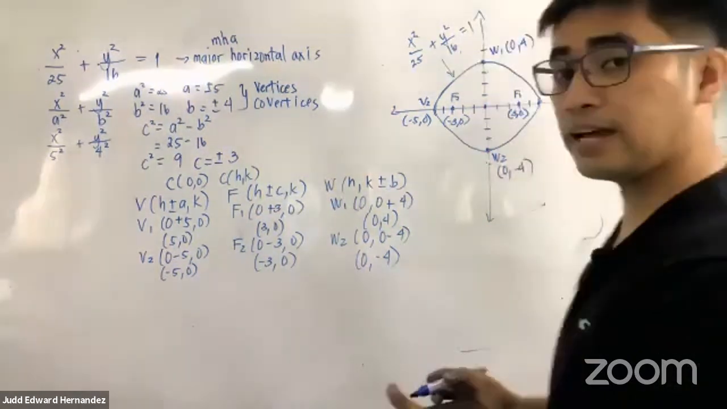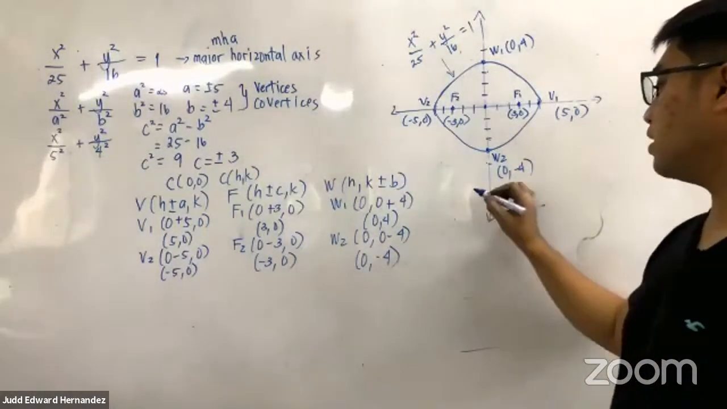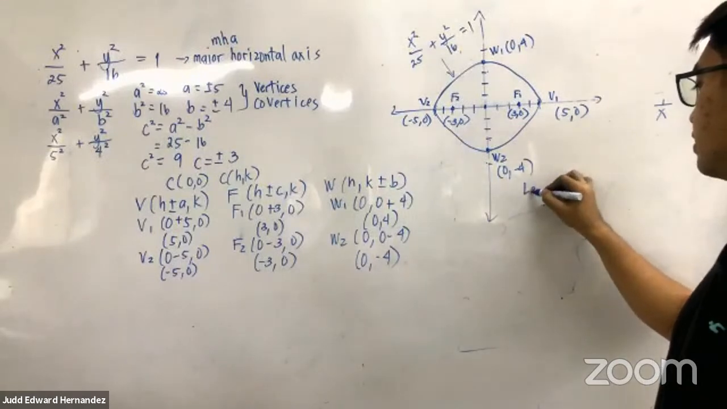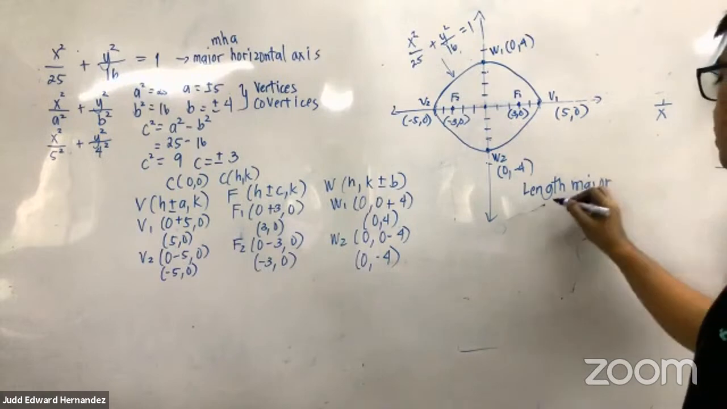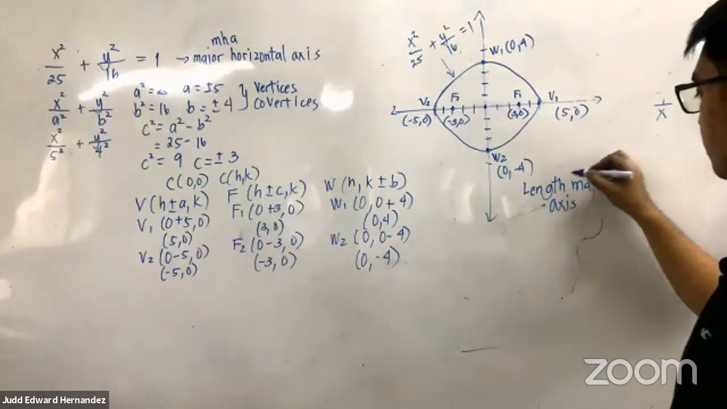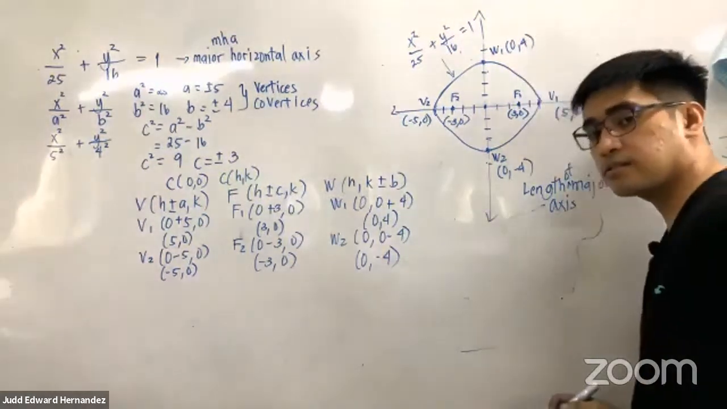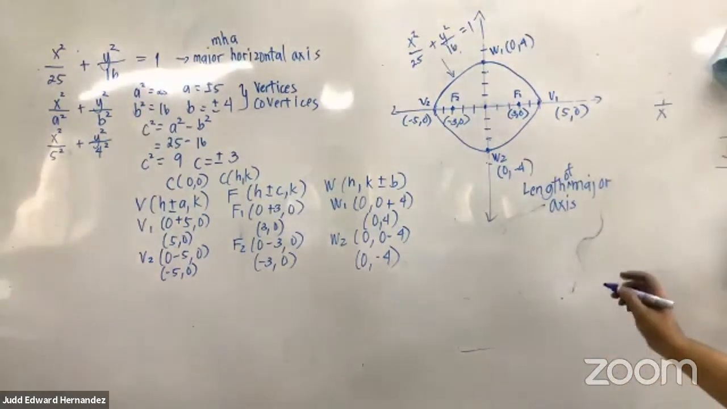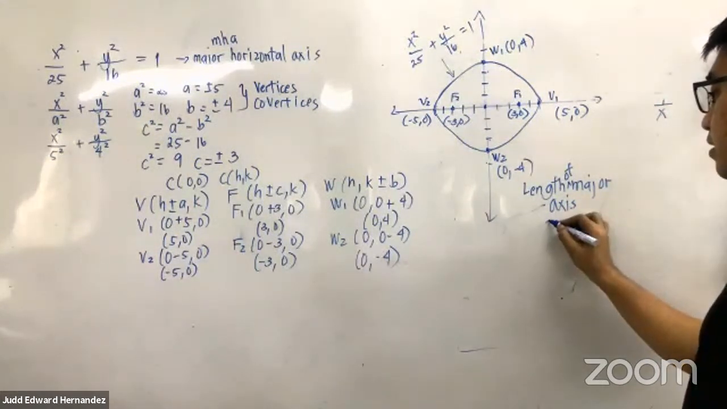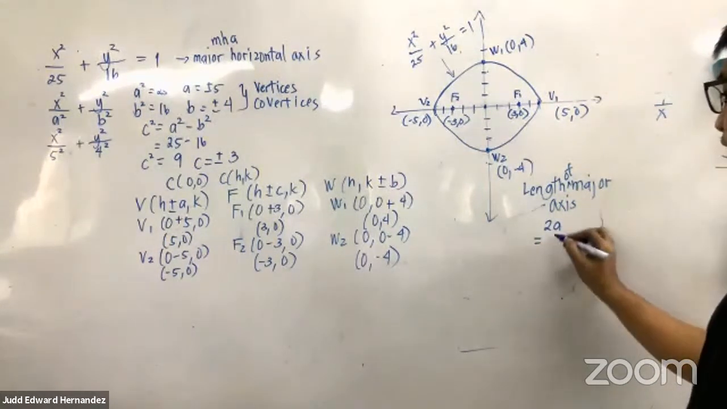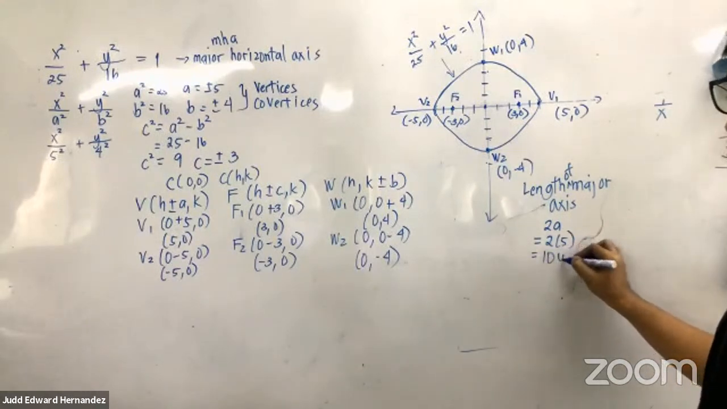So I have an important question here. What is the length of the major axis? Anyone who would like to answer? 10 po. Okay, why 10? Because the formula for the length of the major axis is 2a. Very good. That is 2 times 5. Therefore, the length of the major axis is 10 units.